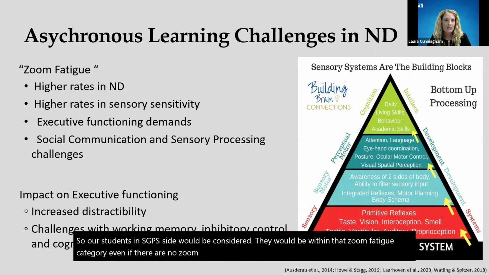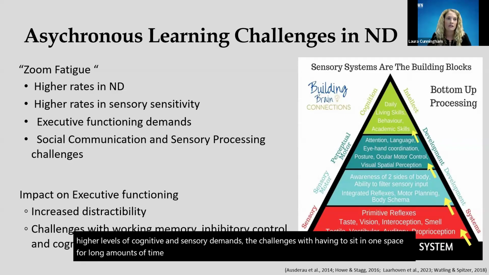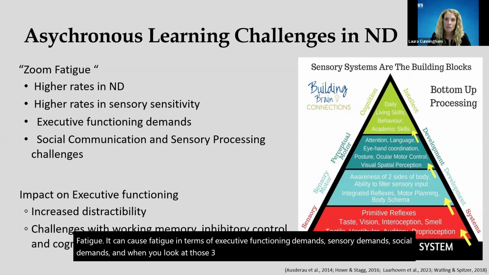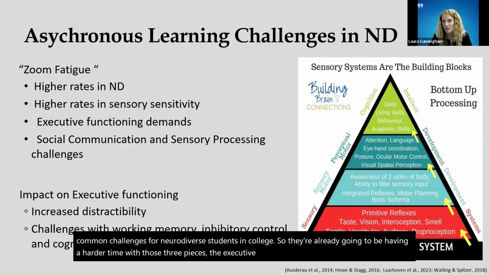So Zoom fatigue is the idea that you need to have higher levels of cognitive and sensory demands, the challenges with having to sit in one space for long amounts of time, be staring at the screen for long amounts of time, the idea that it causes not only full body fatigue, it can cause fatigue in terms of executive functioning demands, sensory demands, social demands. And when you look at those three pieces, those are also what we saw in terms of common challenges for neurodiverse students in college. So they're already going to be having a harder time with those three pieces, the executive functioning, the social, and the sensory.